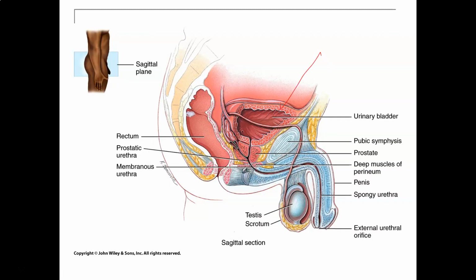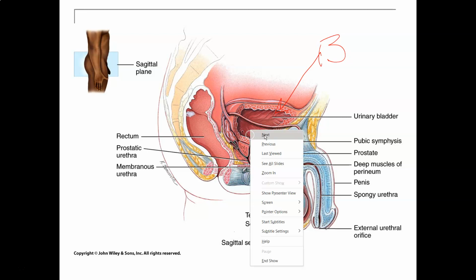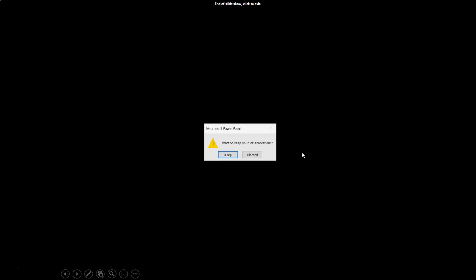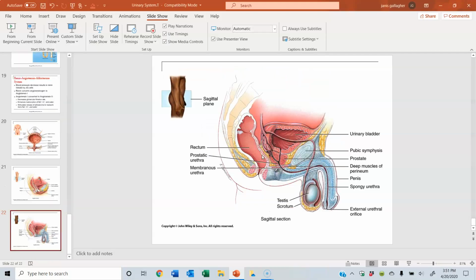In males, here's the bladder. And then look at the urethra. It's quite long. Oops, sorry. Sorry about that. Oops. Well, I'm just going to finish up like this. It's quite long.